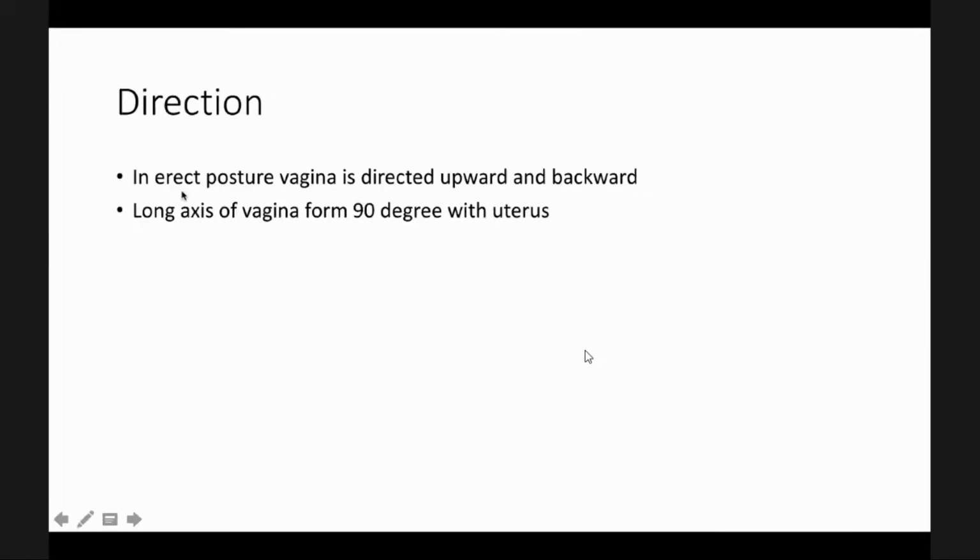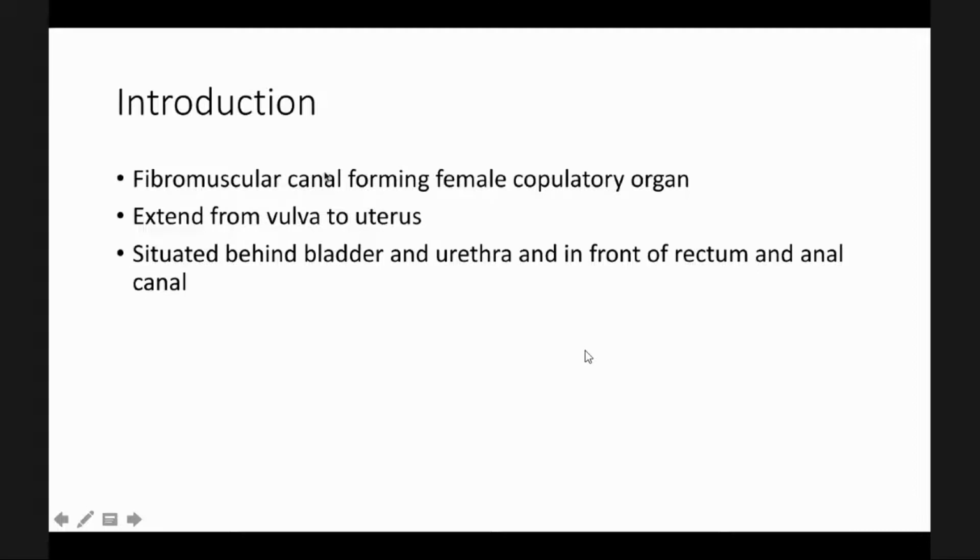Okay, so the vagina is a fibromuscular canal forming the female copulatory organ. It extends from the vulva to the uterus. It is situated behind the urinary bladder and urethra. It is related anteriorly with the bladder in the upper part, and in the lower part, it is related to the urethra. And behind it lies the rectum in the upper part and the anal canal in the lower part.